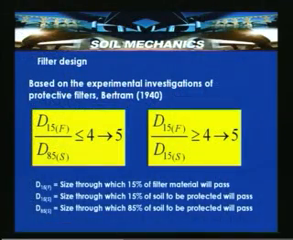So, these are the definitions for the symbols used in these two expressions. S is the soil to be protected, and F is the filter material. D15F to D85S should be less than or equal to 4 to 5 for criterion number 1, and for criterion number 2, D15F to D15S should be greater than or equal to 4 to 5.